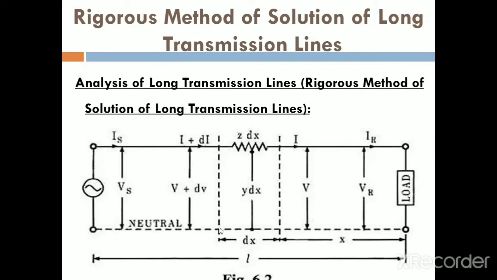That small length dx will be represented in the dotted lines. This is the dx. How do we take that dx? At the receiving end side of this transmission line we take the x meters distance from the receiving end side. In that x meters distance from the receiving end side, we then consider a small length dx.